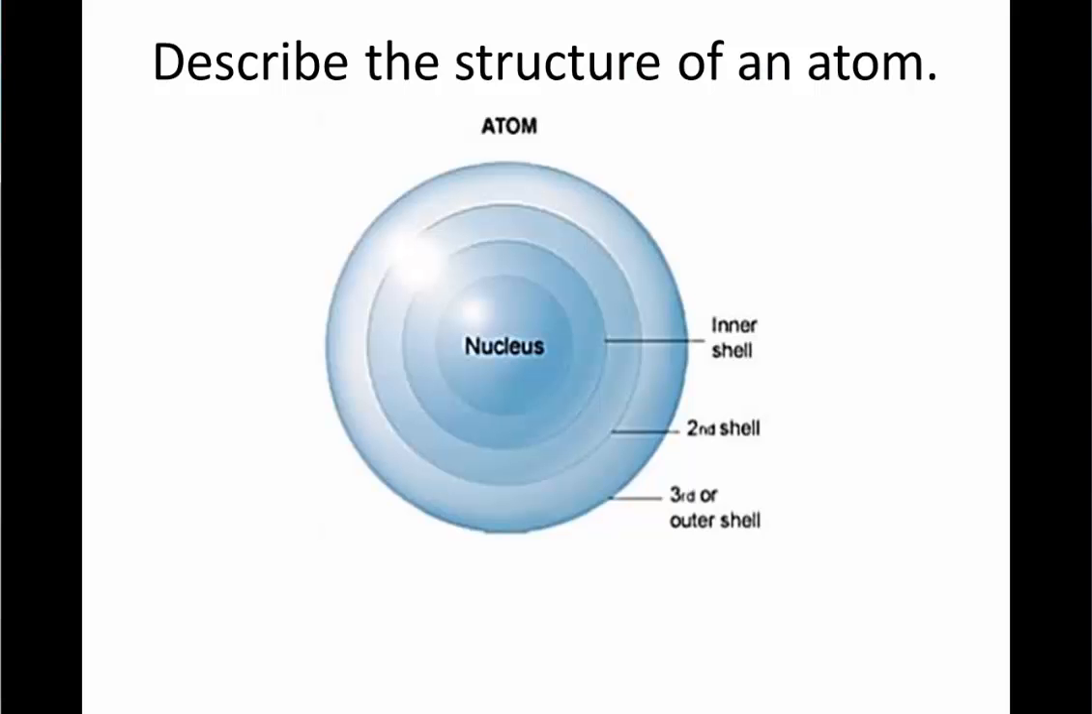To start off into chemistry, we need to discuss the structure of an atom because it is the building block of all chemicals. And so, looking at an atom, it has this basic structure where we have a nucleus at the center of the atom, and then we have an inner shell and a second shell, a third or outer shells beyond that. And each of those shells is where we find a portion of the atom.